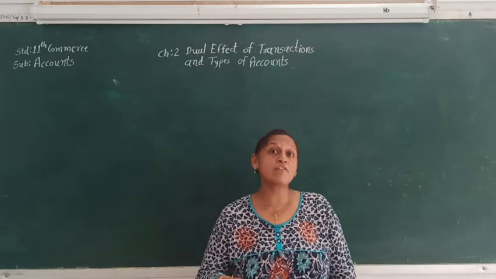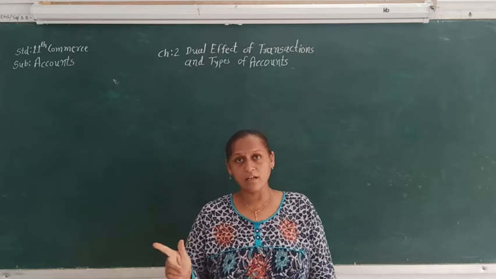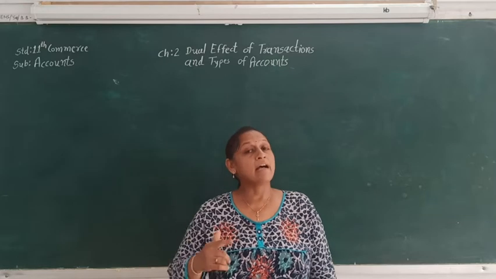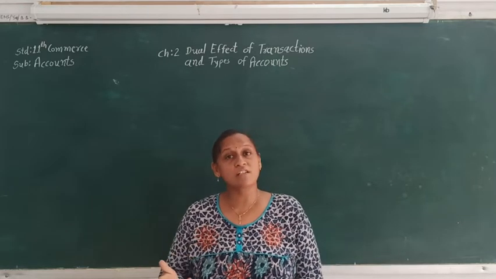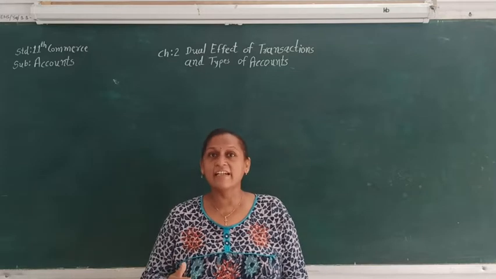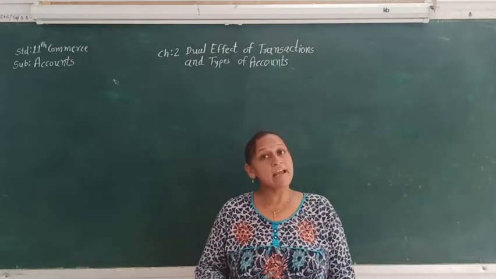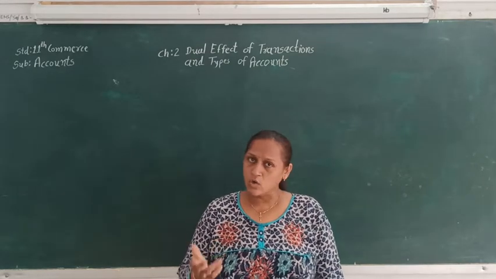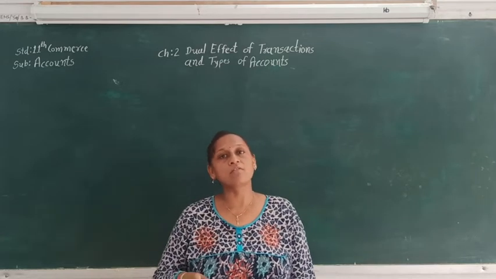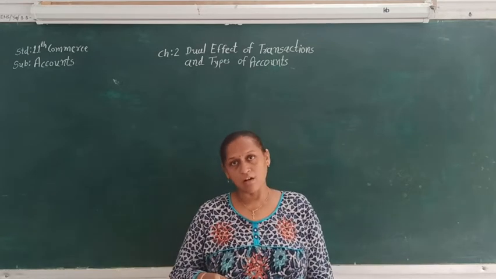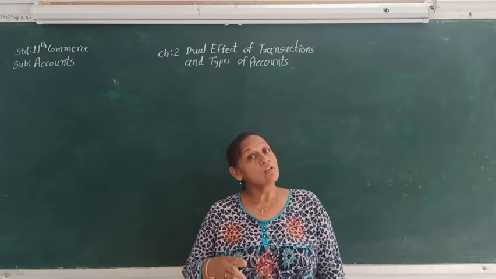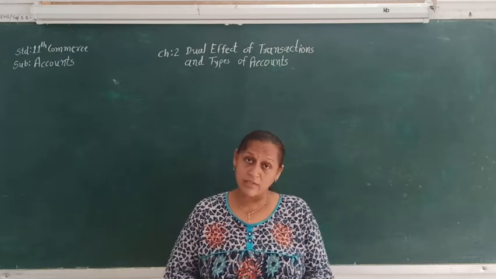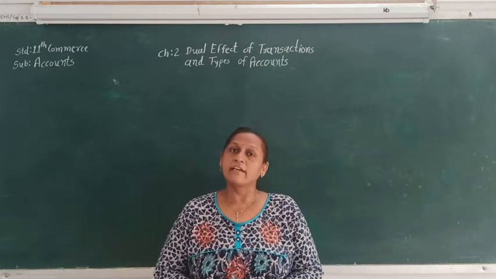And from that we have to apply the rules of personal, real and nominal account that we already discussed in our last videos. And what are the rules of the personal account? Rules of the personal account: debit the receiver, credit the giver. And the rules of the real account: debit what comes in, credit what goes out. And the rules of the nominal account: debit expense or loss, credit income or gain. So here we have to apply the same and see which account is going to be debit and which account is going to be credit.